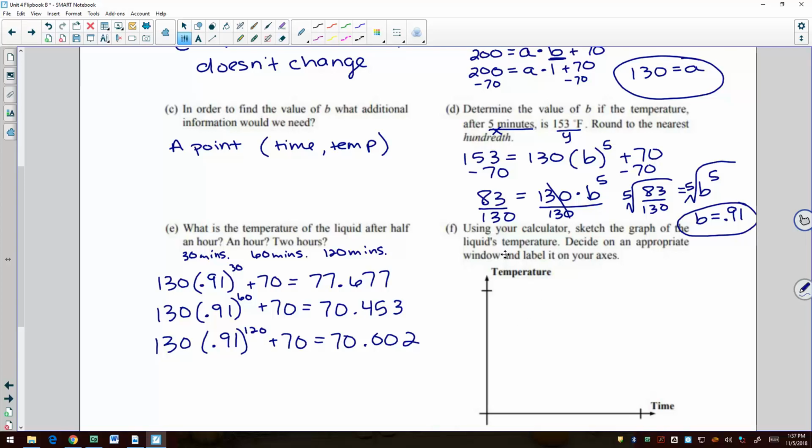So now it says for part F, using your calculator, sketch the graph of the liquid's temperature. Well, I just told you 70 is the room temperature. I'm going to dot this line here, and that is what my liquid is attempting to get to. And if you recall, it started at 200. So it's going to be an exponential graph because it is going to drop rapidly, but then level out and try to get to 70. It eventually will, but we don't know how long that will take. So you're going to do an asymptote at 70.